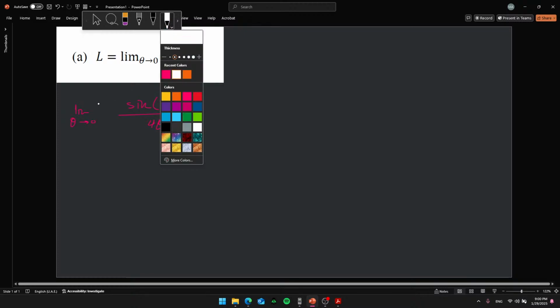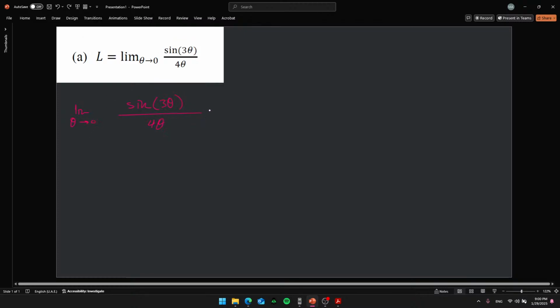First, if you plug in 0, you'll get 0 over 0. So multiply the top and bottom by 3. So we'll match the angle. You see, the angle is 3 theta. So I want this angle to be multiplied by 3, and the 4 will get rid of it, like outside the limit. I hope you got the idea. Limit as theta approaches 0 of 3 sine 3 theta over 4 times 3 theta.